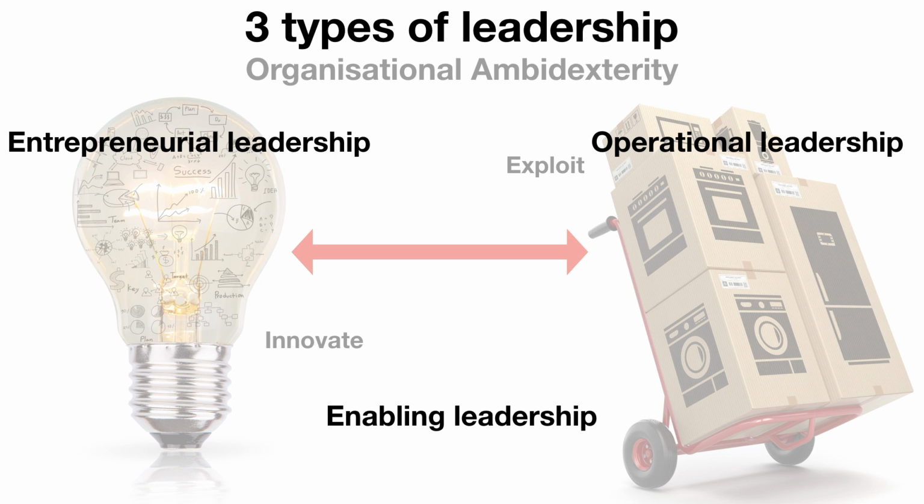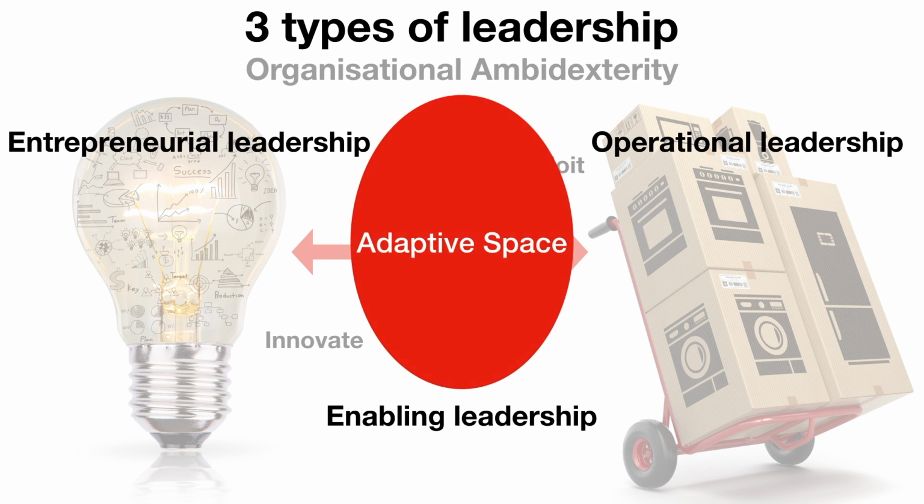The second thing that came out of it is the idea of an adaptive space. That's quite crucial, and we'll talk quite a bit in the interview about what an adaptive space is, and that the role of the enabling leader is to create and hold an adaptive space, which is really about dealing with the tensions between the entrepreneurial side of the organisation and the operational side of the organisation.